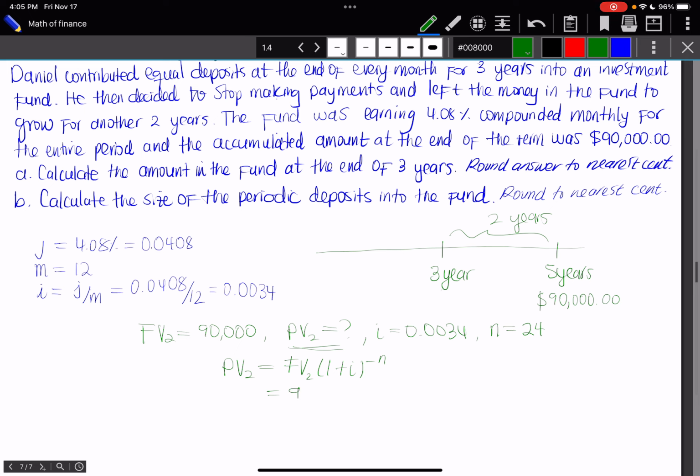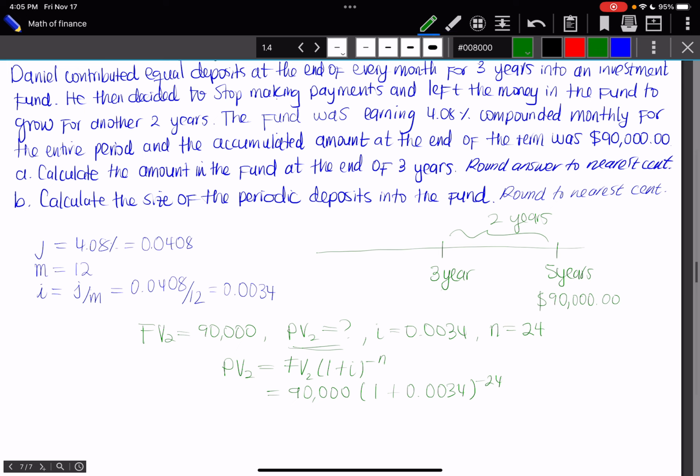So we have 90,000 multiplied by (1 + 0.0034) raised to the power of minus 24. And we can use a calculator to compute this value. If you're using a calculator, you want to type in 90,000, then multiplied by bracket 1 plus 0.0034, and then raised to bracket negative 24. And then you want to click on enter.